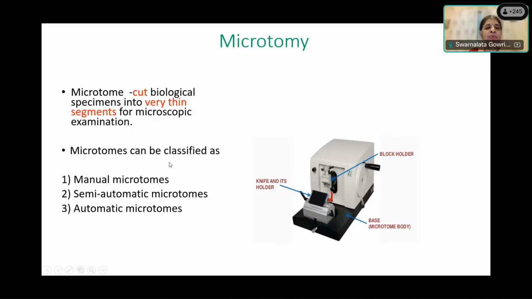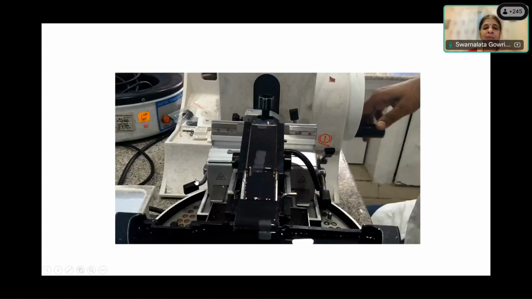So the microtomes can be either manual, which I feel are the best. You have semi-automated, where part of it, like just the trimming, can be semi-automated, or you have fully automated. But if you have a good technician, then a manual microtome is the best.